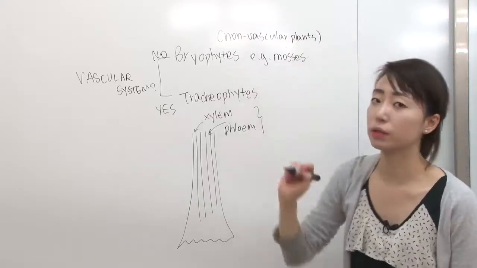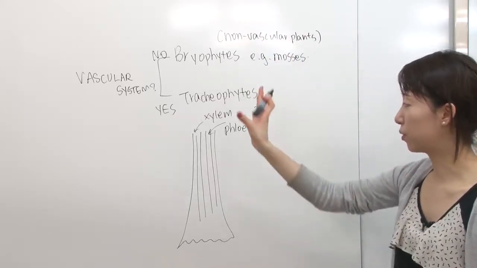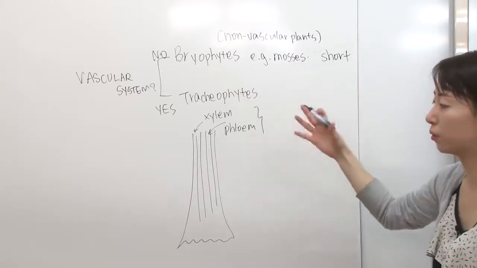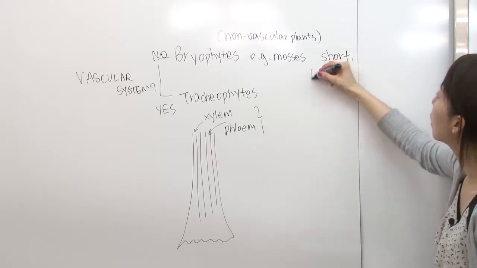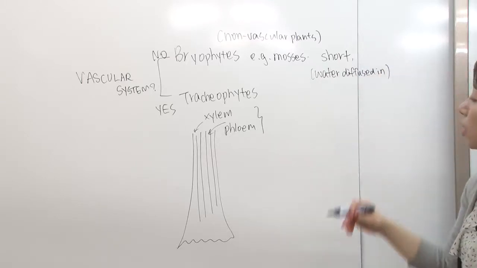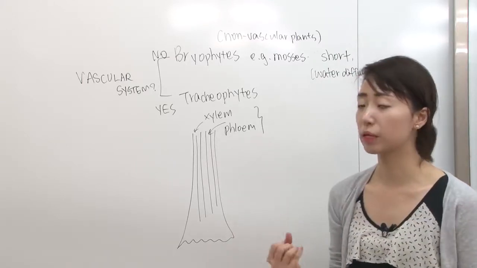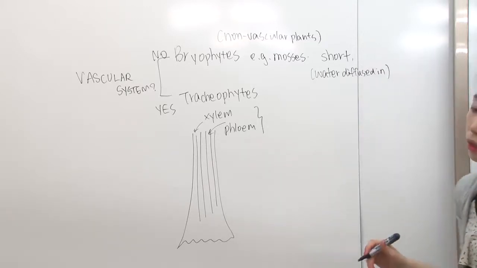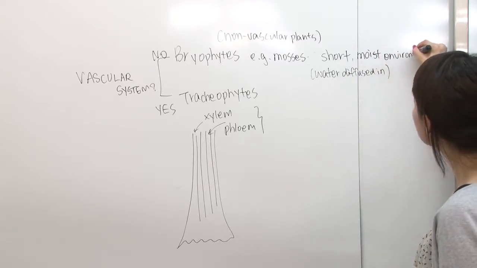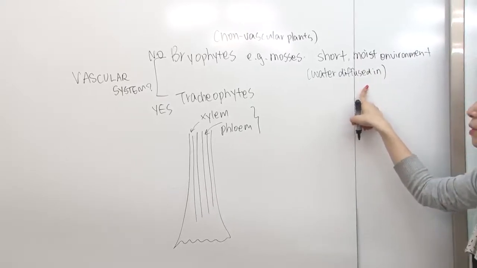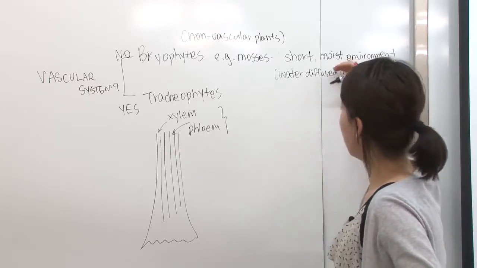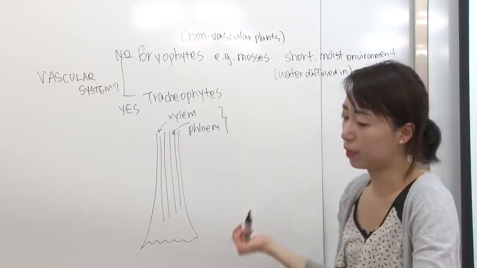Since they are non-vascular, they can't really transport water to the very top of the tree. That's why these are very short. They can't be very tall because they can't really transport water. Also, water is absorbed into the plants by diffusion. They also have to live in a moist environment because water has to diffuse in. If it is dry, then they can't diffuse water in, so they're going to die. So these are more confined plants, a more primitive form of plants.